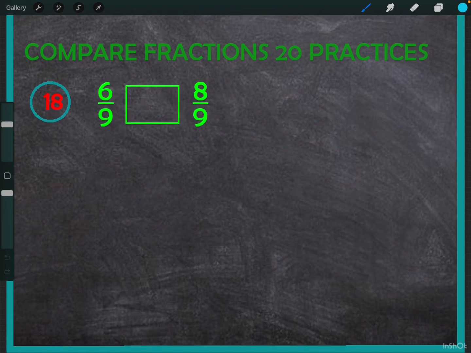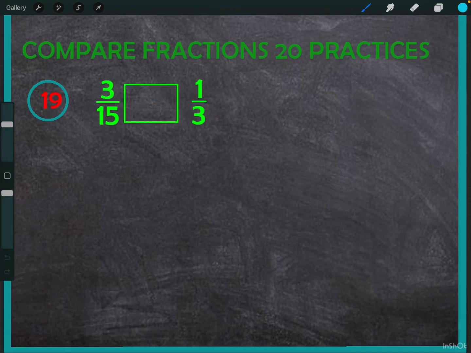Practice number 18, we have the two fractions 6 over 9 and 8 over 9. These two fractions have the same denominator, which is 9, so it's easy to compare them. We only need to compare the two numerators. 8 is greater than 6, so 8 over 9 is greater than 6 over 9.